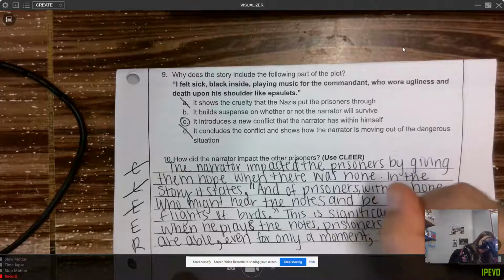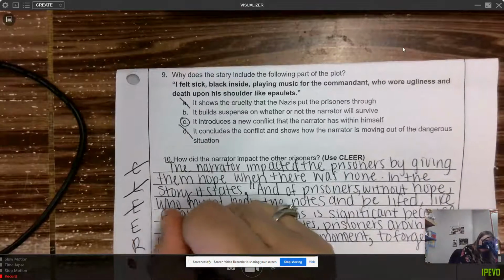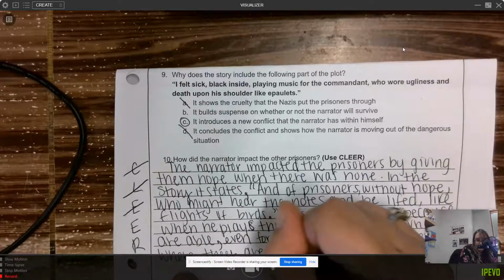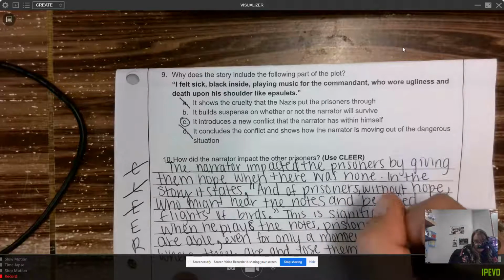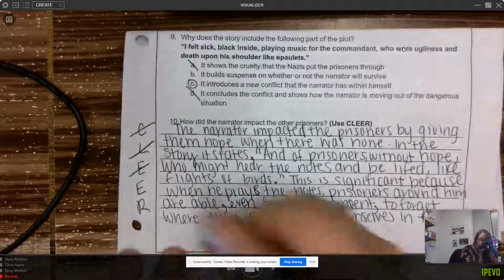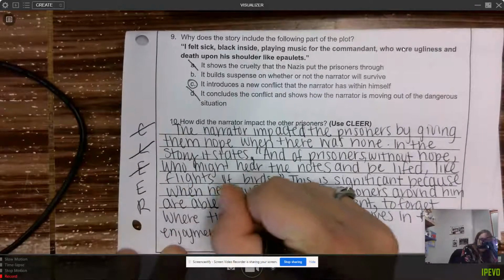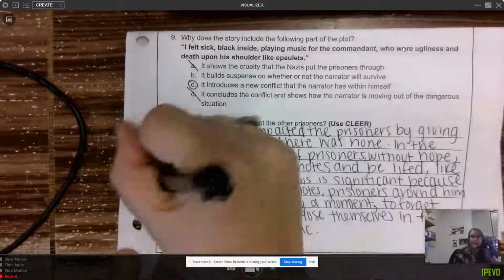to forget where they are and lose themselves in the enjoyment of the music. That's why it's important. Okay, so that's my explanation.